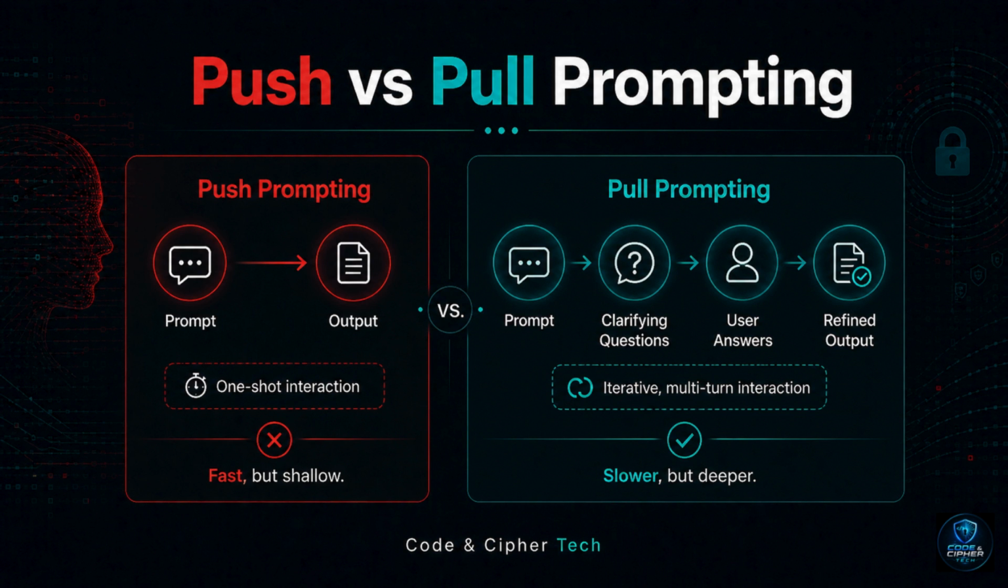There are two ways to work with AI. Most professionals use push prompting. You write the prompt, push it to the model, and evaluate the output. If it isn't good, you revise and try again.